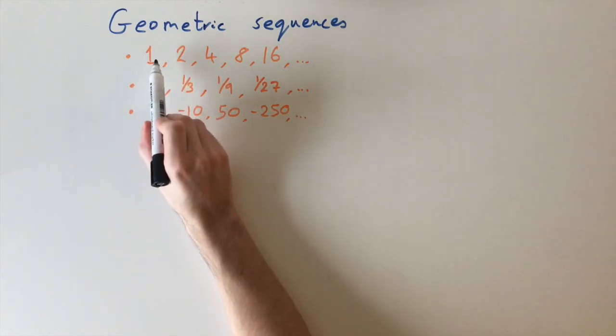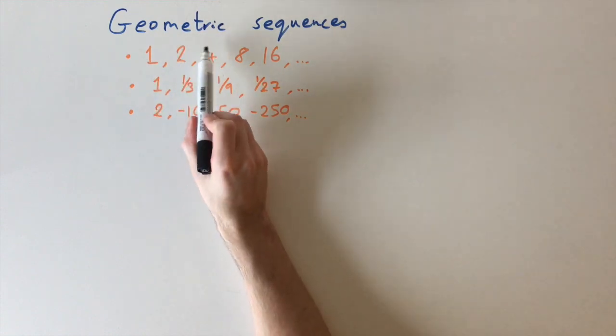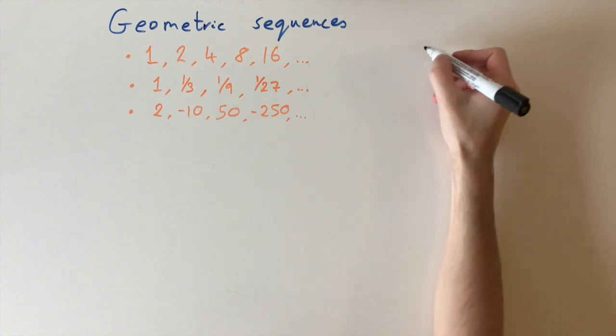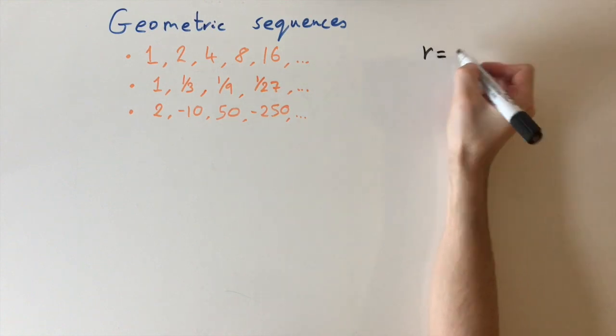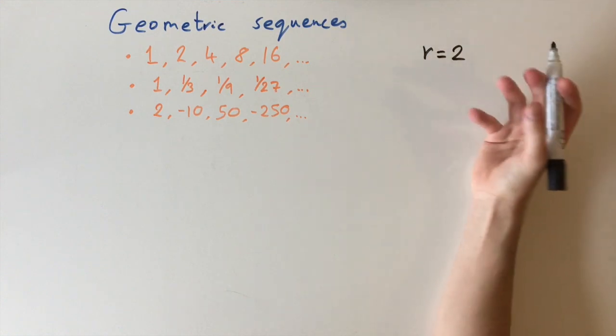So here we see for the first one, we have 1, then 2, so we've multiplied by 2. And then the second and third terms, we've again multiplied by 2, and this carries on until infinity. So I can just write r to be this number, so r equals 2 here. And generally, r is called the common ratio.